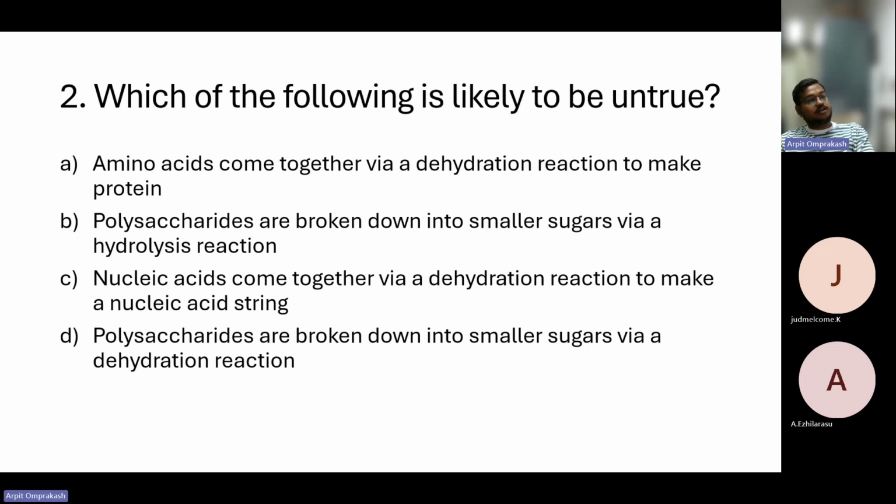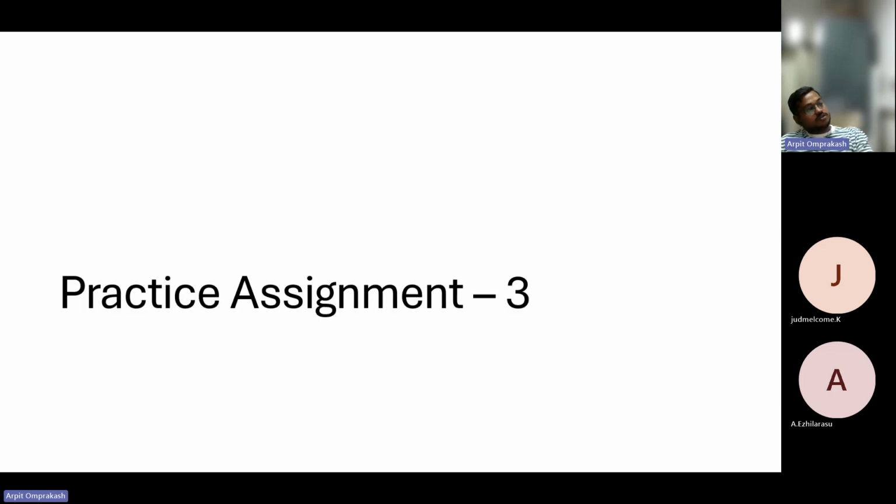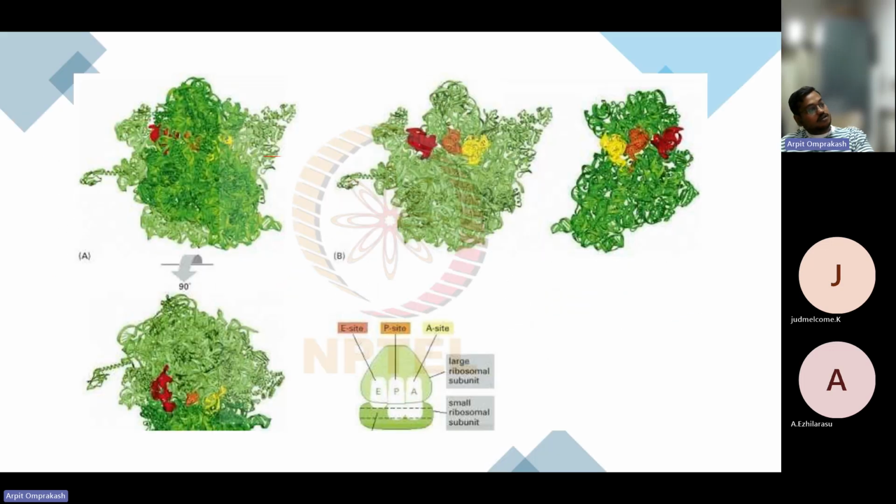Which of these is likely to be untrue? Amino acids, as we know, come together to form a peptide bond by a dehydration reaction, so a water molecule is left. This is a correct statement. This is not untrue. Next, we have polysaccharides that are broken down into smaller sugars by a hydrolysis reaction. That might be untrue. If we just go back and check.